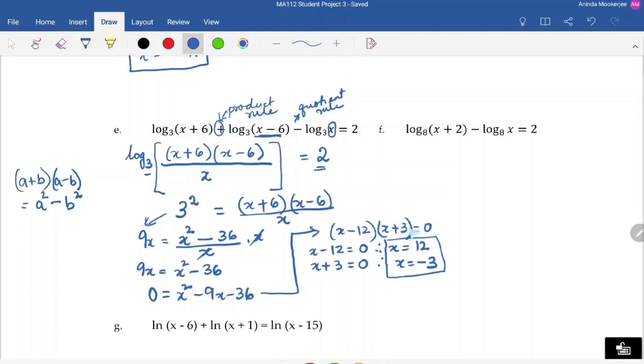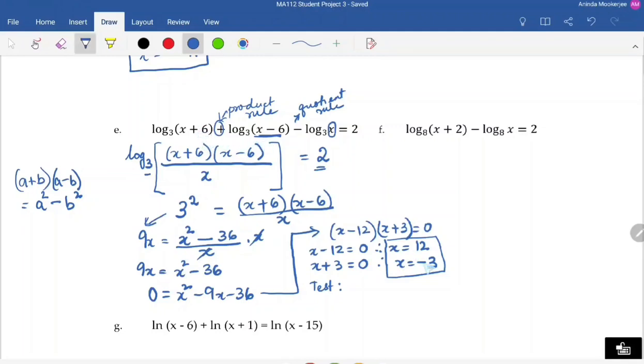So when we plug in 12, so I'm doing a verification first with 12. So log base 3 of x plus 6, so 12 plus 6 is 18, so we are good. Log base 3 of 12 minus 6 is a positive value, 6, minus log base 3 of 12, that's positive 2, equals 2. If we plug in negative 3, then we'll have negative 3 plus 6 is going to be a positive 3, which is fine, it's positive.